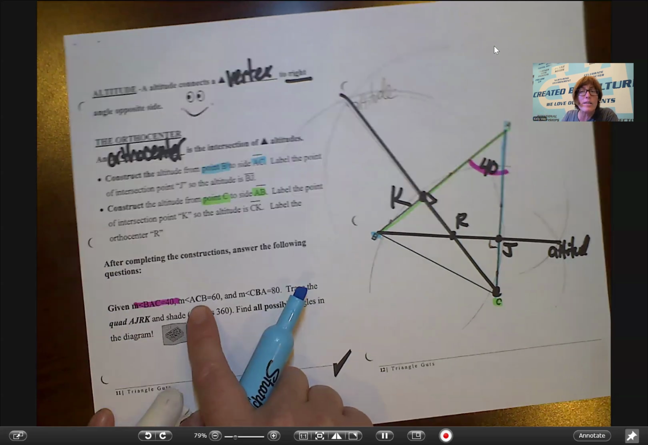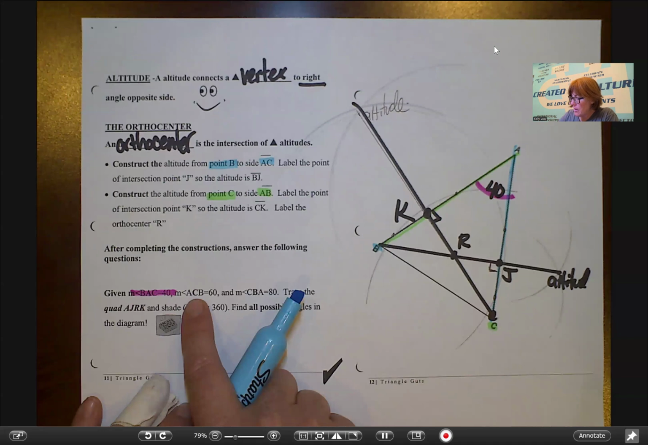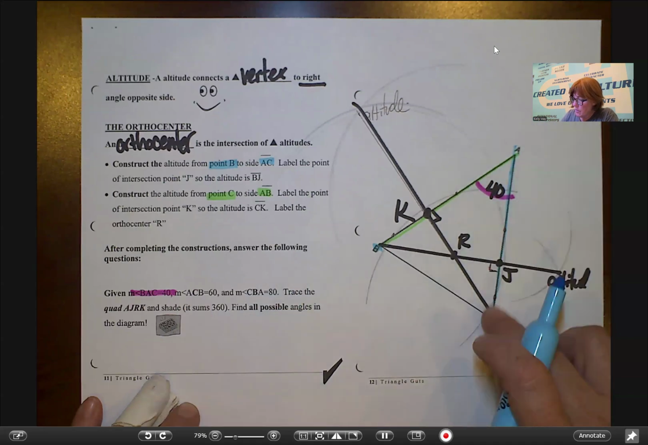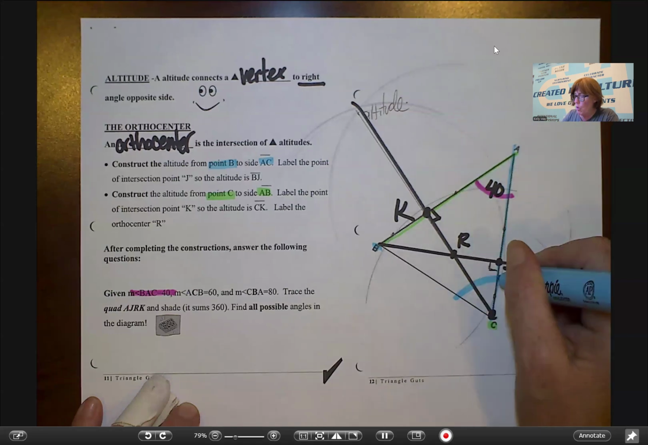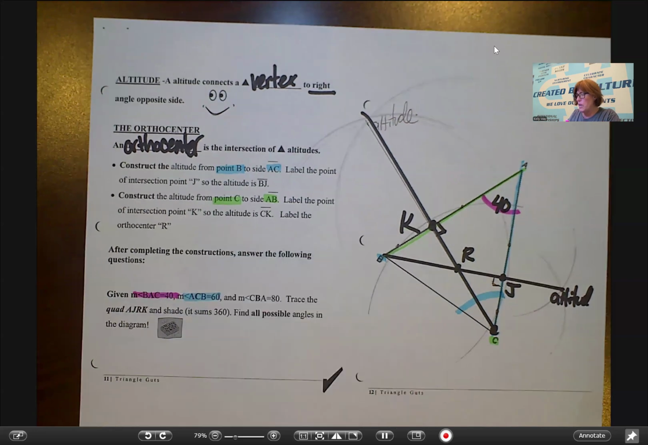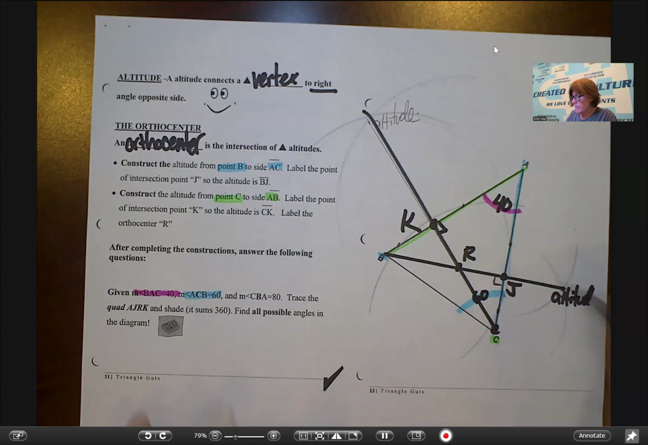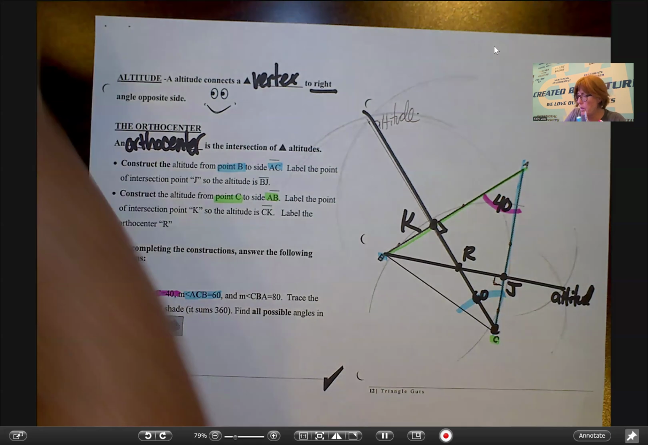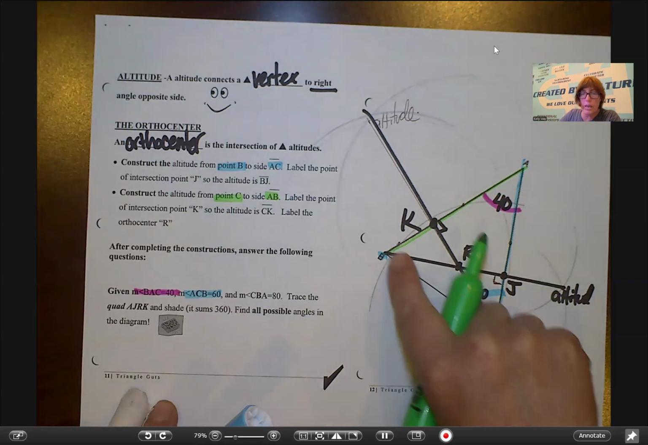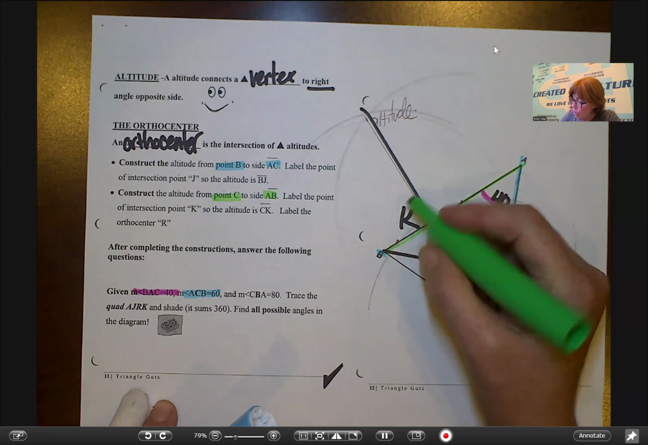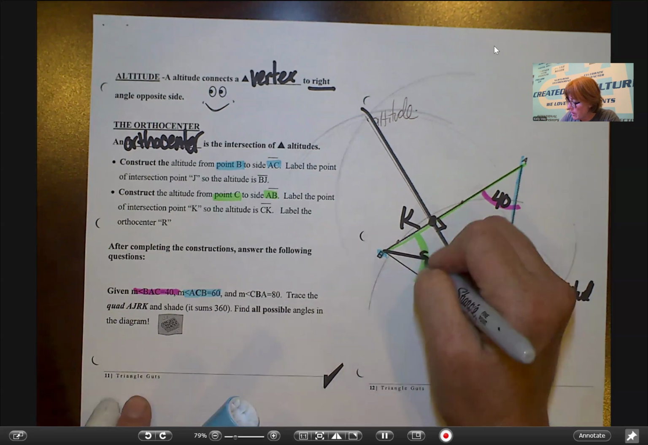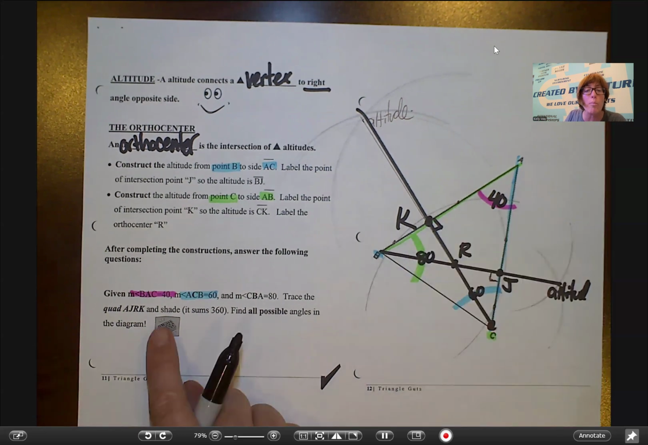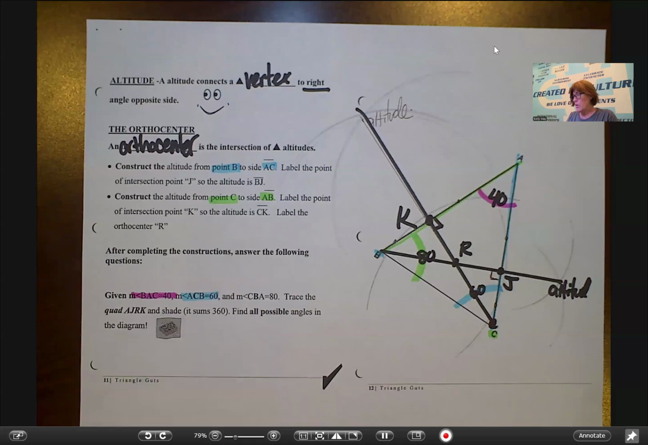Measure of ACB, this big triangle. This whole angle is going to be 60. And the measure of angle CBA, which is this whole angle here, is going to be 80. You want to find all possible angles.